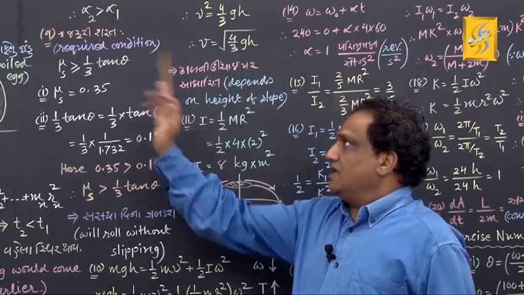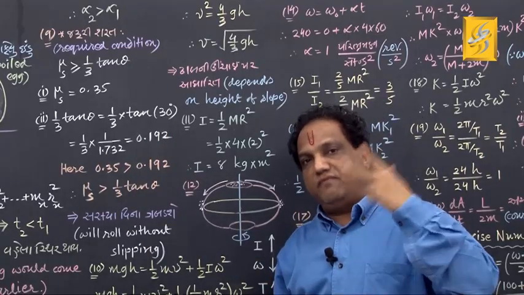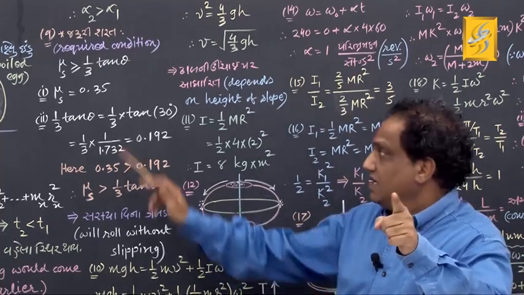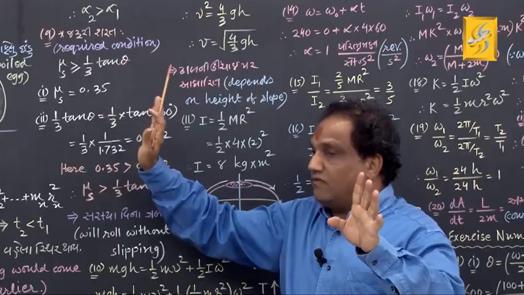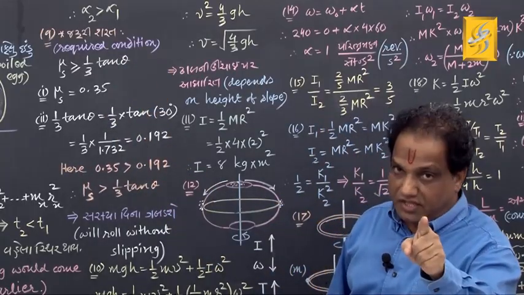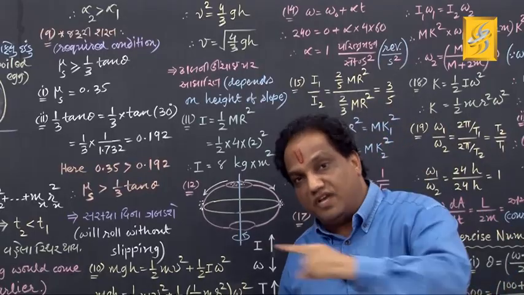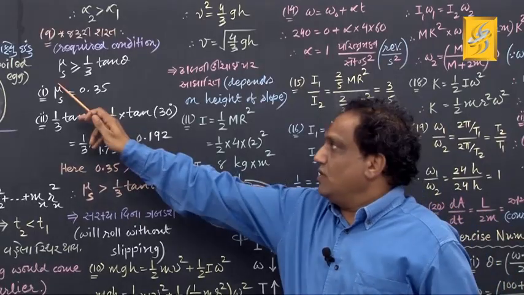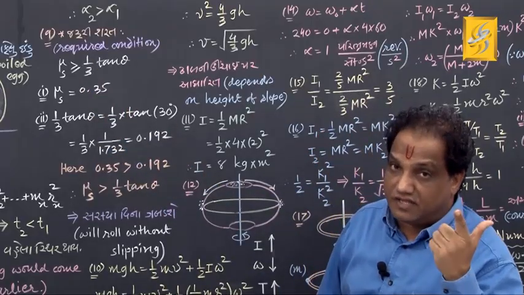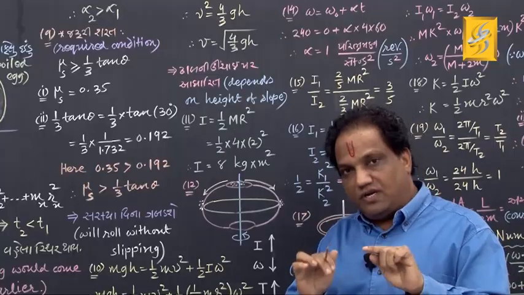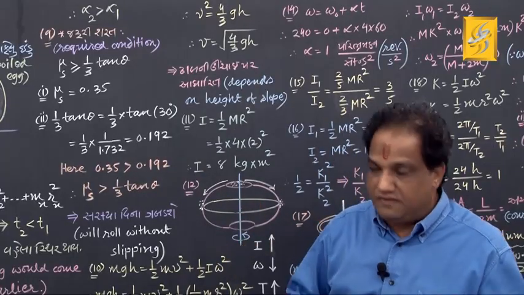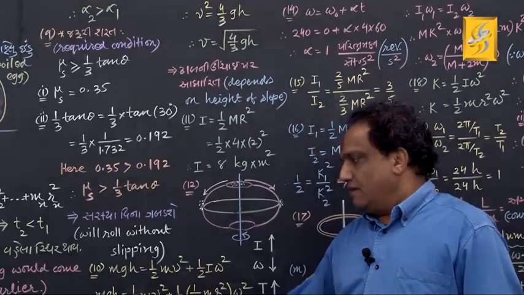Wait. Here instead of a solid cylinder, they may give you another substance, say a thin circular ring. At that time, the condition was mu s must be greater than or equal to, remember, 1 by 2 tan theta. If they give a solid sphere, what was the condition? Mu s must be greater than or equal to 2 by 7 tan theta. Okay. So depending upon the different type of object, you may have this condition in a different manner. Okay. Now read number 10.